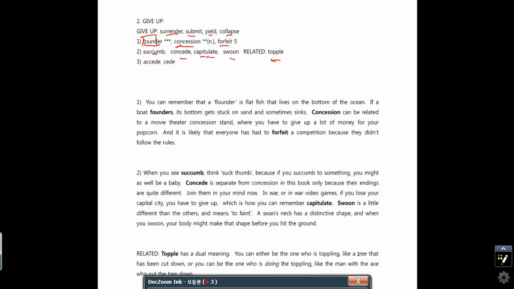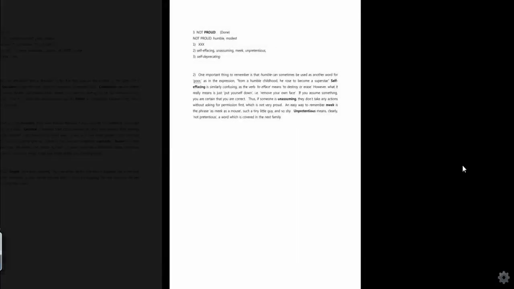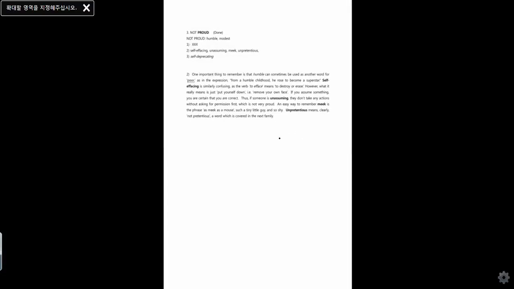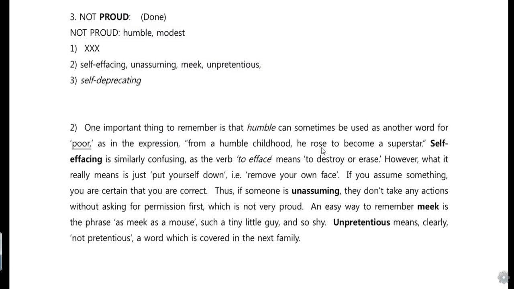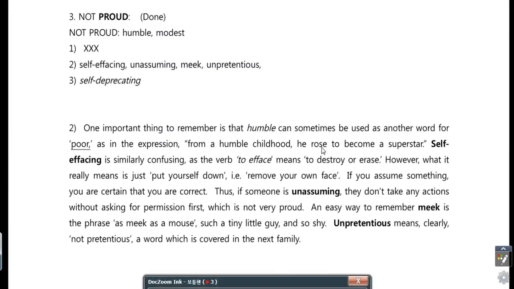All right, let's move on to the next family. On this page we have not proud, which is not a very big one. Not every family is very big. And even in this case, there are some families that don't have anything in the first level at all. In which case, if you were only studying the first level, then you don't need to study this family at all.